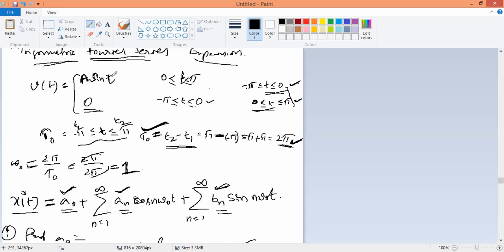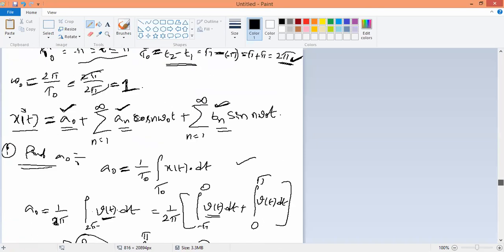And the signal is defined in two intervals. In one interval, the value equals 0. In the other interval, the value equals A sin t. Now, already we know the Fourier series of a continuous time signal. Let x of t be a continuous time signal and a periodic signal. Now, what is the Fourier series of x of t in trigonometric form?